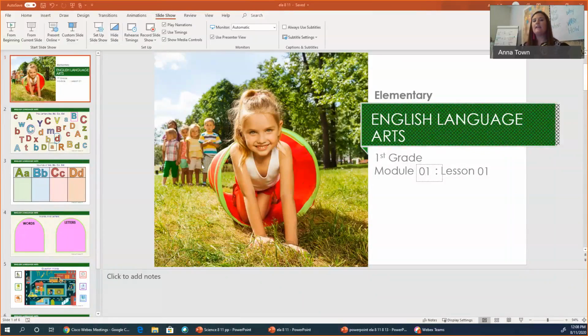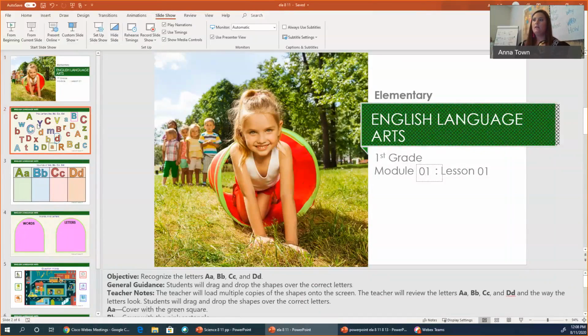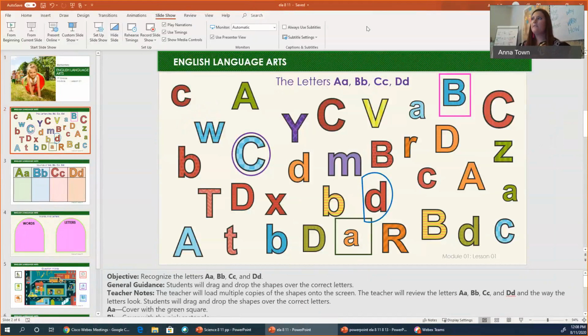This is our ELA lesson. I am going to go ahead and get started. This is for module 1.01 and we're covering some of 1.02 as well. The letters we are going to be focusing on during module 1.01 are the letters A, B, C, and D.